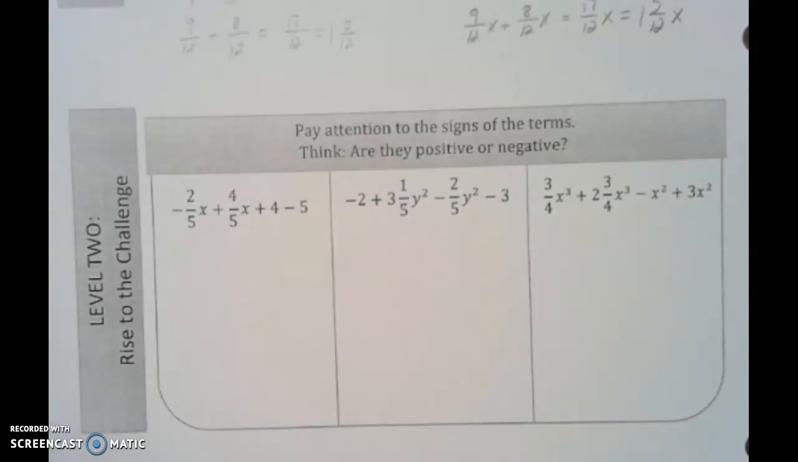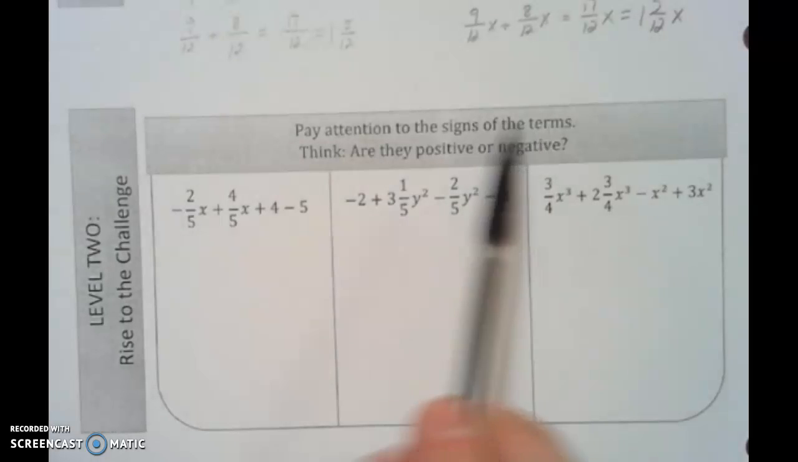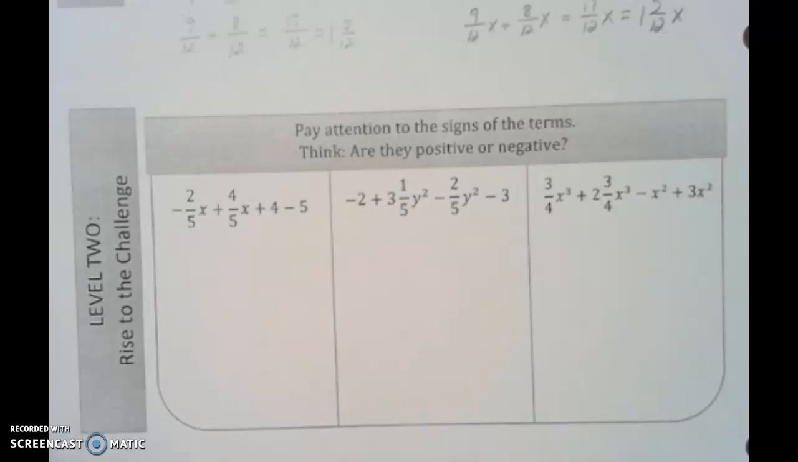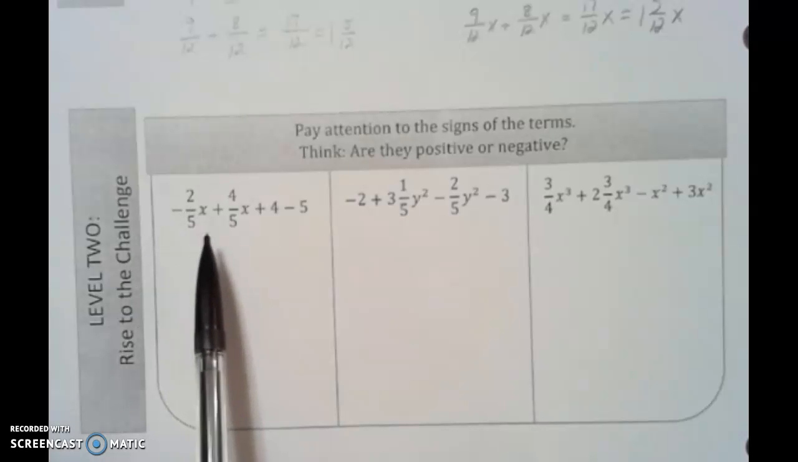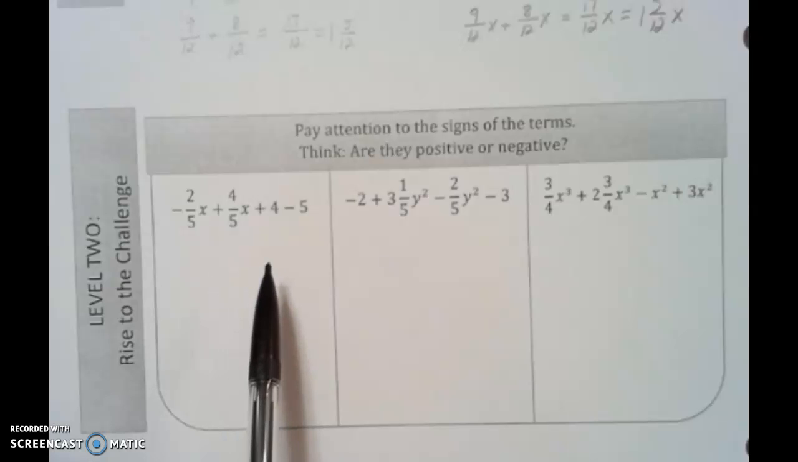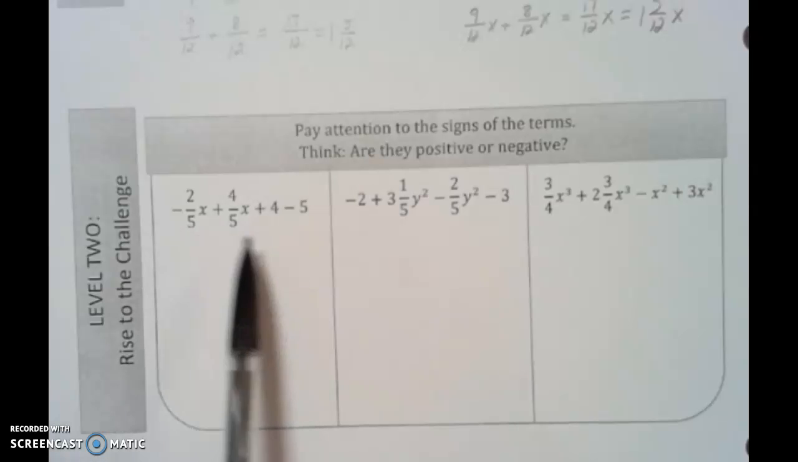All right, so pay attention to the signs of the terms. Do we have positives? Do we have negatives? Do we have both? Because that's going to influence what we need to do when we are combining those similar terms. Okay, so taking a look at the first example here, I have negative 2/5 x plus 4/5 x plus 4 minus 5. Okay, and as we did last time, I like to have my variable terms in front and my constants at the end, so this one is already organized the way I like it.